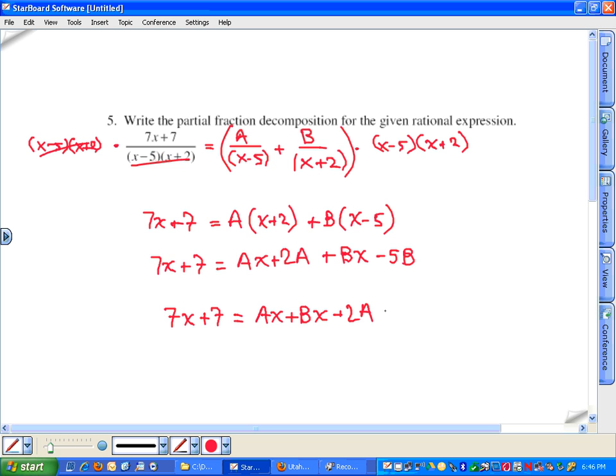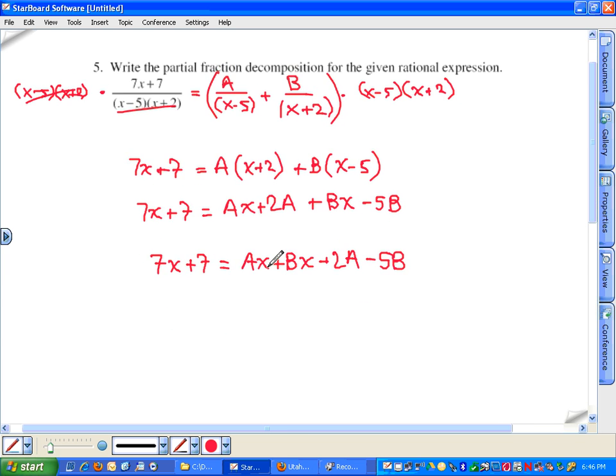Now here, both of these terms have an x, so I'm going to factor out an x from both of these terms, but I'm going to factor it out and put it behind. Now the equal sign means that both sides of the equation are exactly equal to each other. Since we have a variable here and the same variable here, that means what's in front of the variables have to equal each other. Those are called the coefficients.